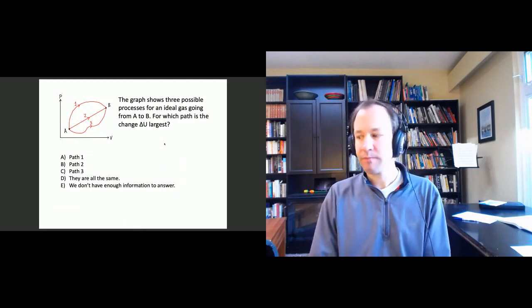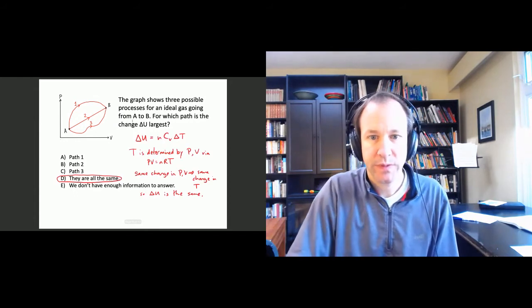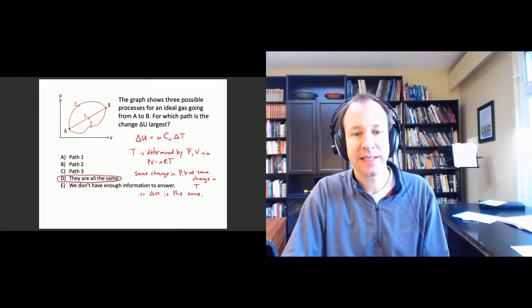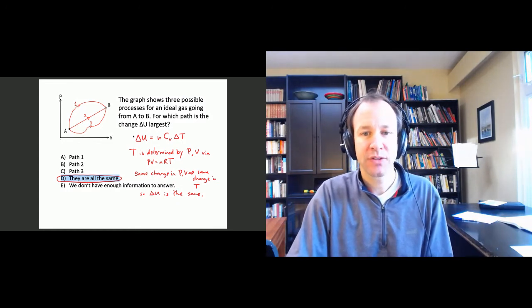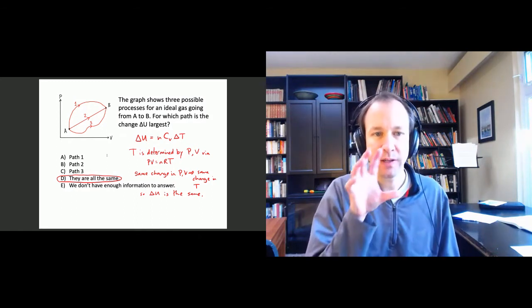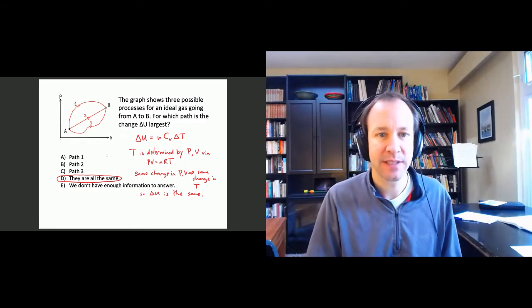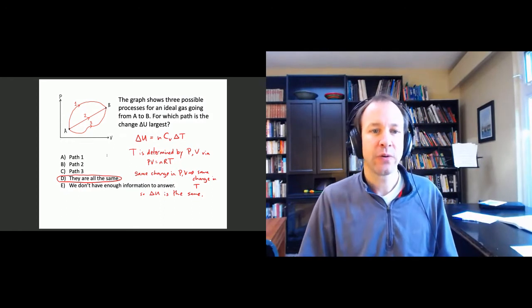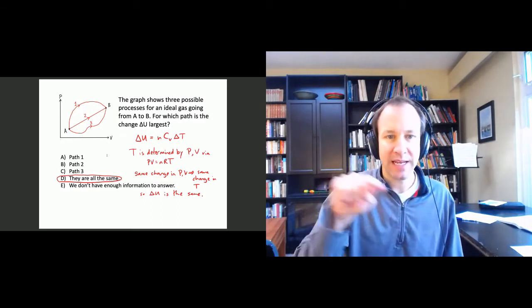Okay, so let's talk about this question. The answer in this case is D, that the change in internal energy is going to be the same for all of these three different paths. So how do we understand that? We can basically just appeal to our formula for delta U. Delta U is always given by n times C_V times the change in temperature. And what I'm going to argue is that the change in temperature is the same for all the three paths from A to B.